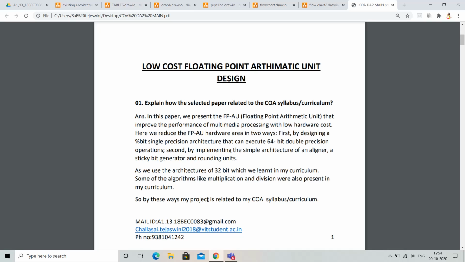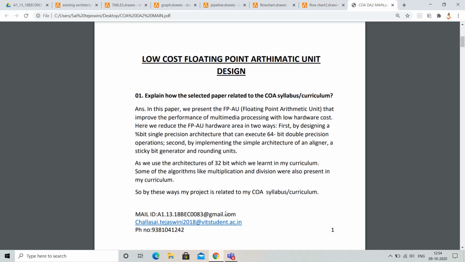As we use the architectures of 32-bit which we learnt in my curriculum, and some of the algorithms like multiplication and division were also present in my curriculum. So by these ways, this is related to the COA curriculum.